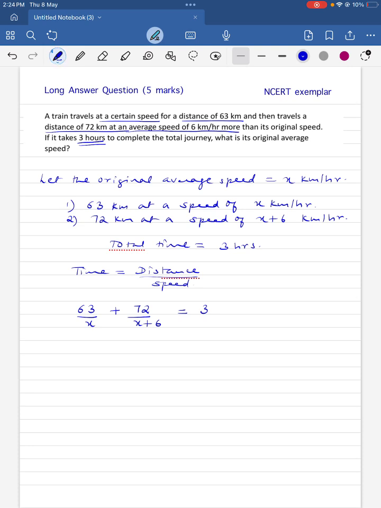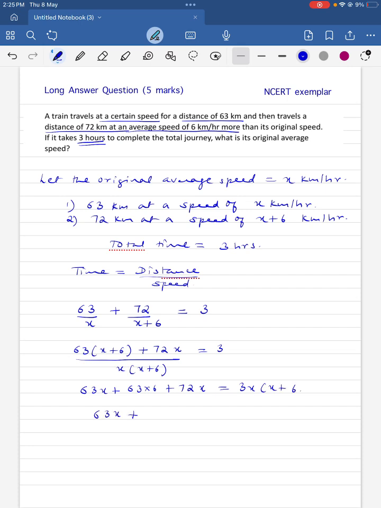Let's solve this equation. Let me make the denominator the same first. So 63 times x plus 6 plus 72 times x divided by x times x plus 6 is equal to 3. That will give me 63x plus 63 times 6 plus 72x is equal to 3x into x plus 6. That is 63x plus 378 plus 72x is equal to 3x squared plus 18x.